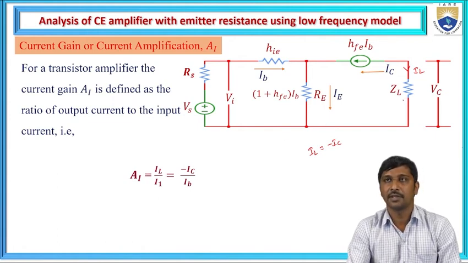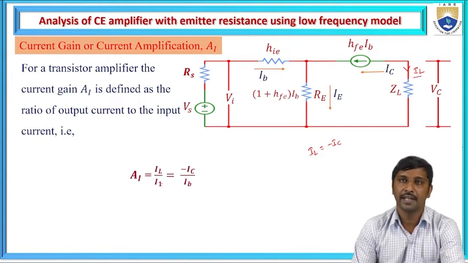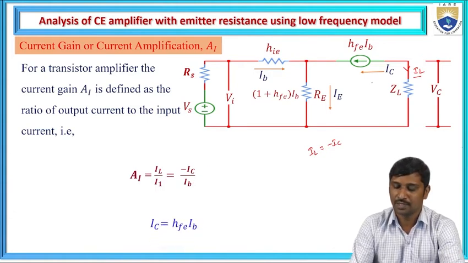So from this circuit, the output current is represented as IL and the input current is represented as I1. We can write this output current as approximately equal to minus IC, and I1 is represented as IB. Now we need to find out how much collector current flows. So we know that from the circuit, this collector current is represented as HFE times IB.